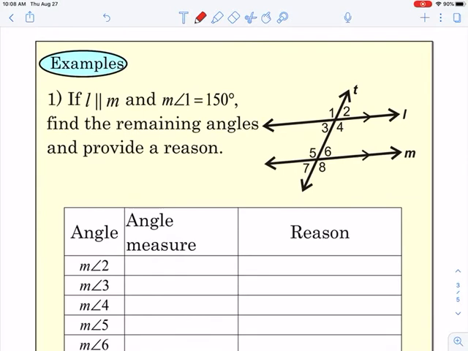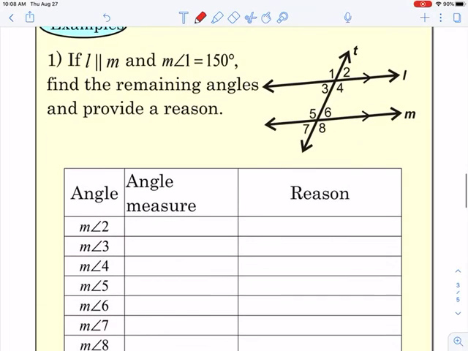Okay, so for our first example, if line L is parallel to line M and the measure of angle 1 is 150 degrees, find the remaining angles and provide a reason. Okay, so I'm going to put the 150 in here, and it doesn't matter the order that you go in. You can find any angle that you want first. I'll try to go in order from 2 to 8, but I also might mix it up just to get some of that vocabulary in there as well.